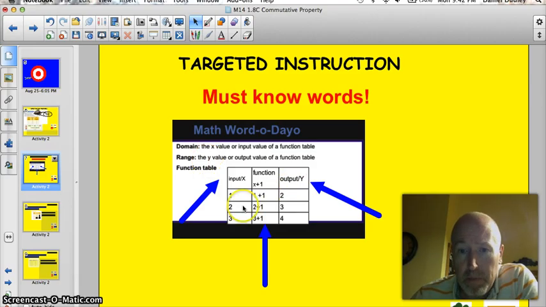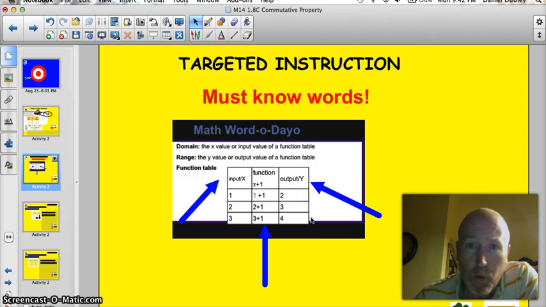So the function on this one is x plus 1. So if we put in 1, y is going to be 1 plus 1, because it's the x plus 1, that equals 2 for the y. So you'll see each time here I've put in the x value. Now I put in an x value of 2. So the function is x plus 1. So 2 plus 1 equals the y, which is 3. So this is the way a function table works.